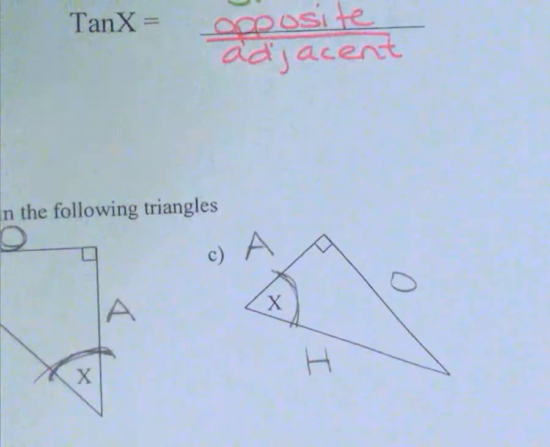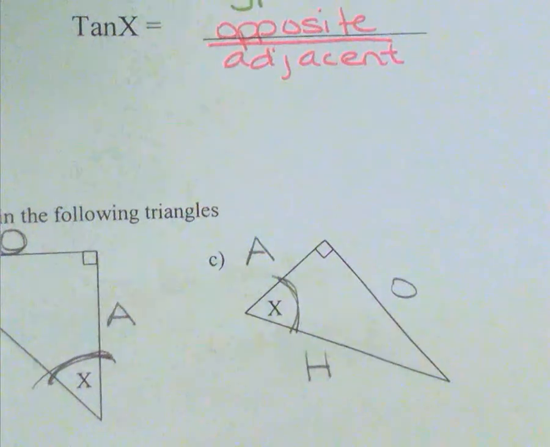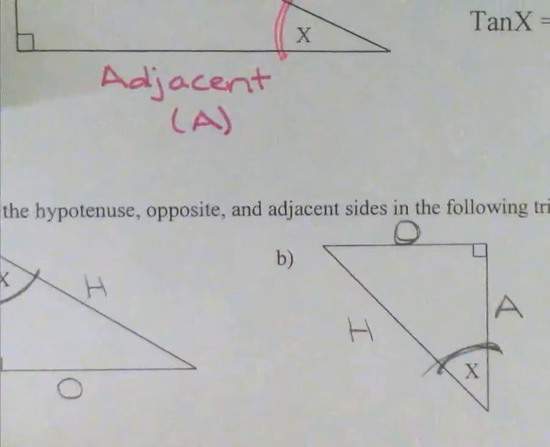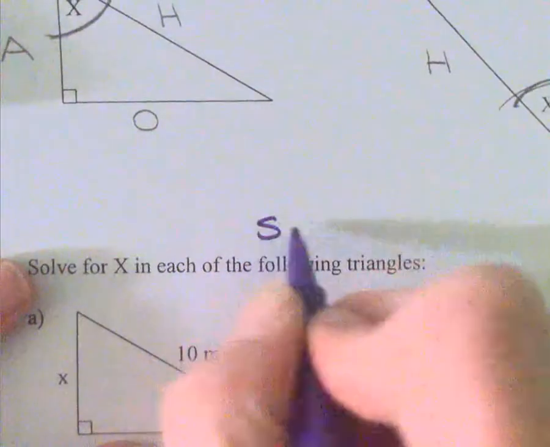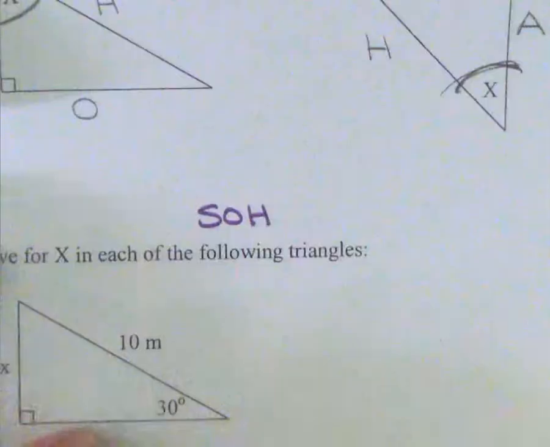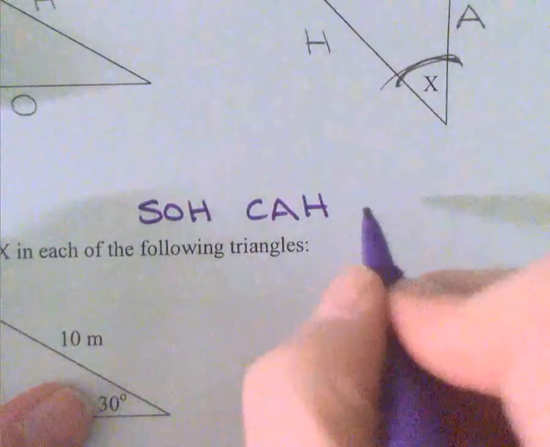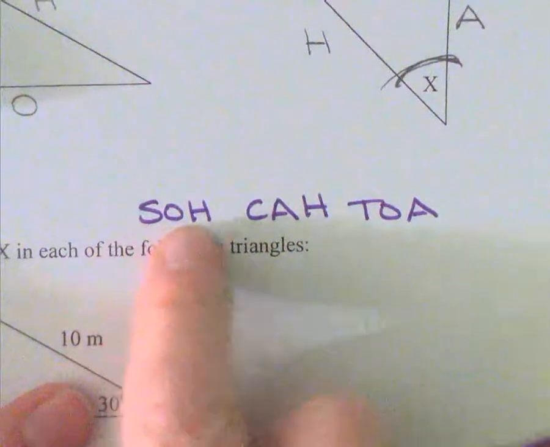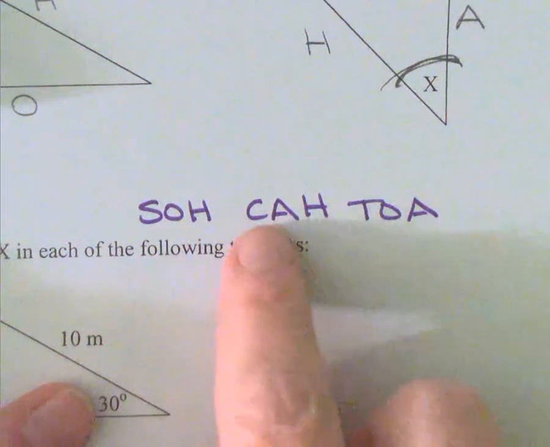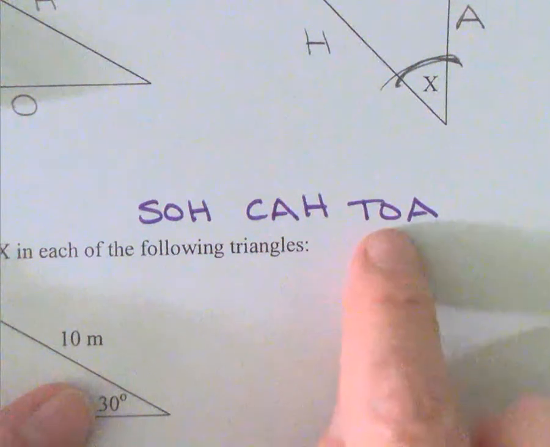So a nice thing we like to use to help us remember which ratio goes with which trigonometric function is SOHCAHTOA. So sine is opposite over hypotenuse. Cosine is adjacent over hypotenuse. And tan is opposite over adjacent.